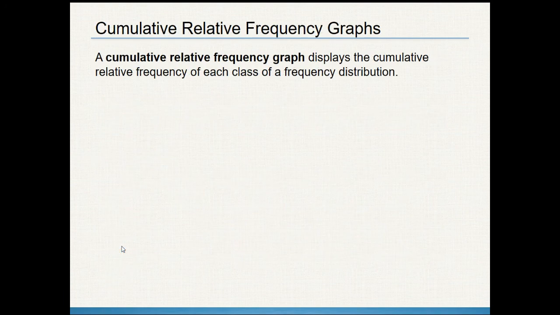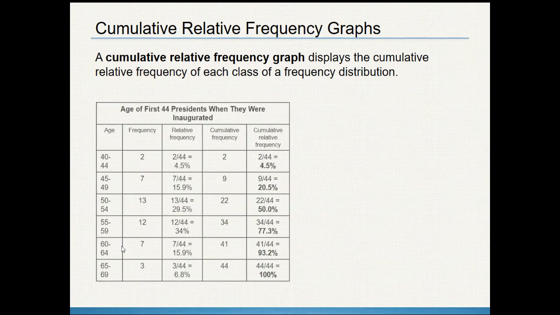All right, so cumulative relative frequency graph. This displays the cumulative relative frequency of each class of a frequency distribution. So we've got the ages of the first 44 presidents when they were inaugurated. There were 2 presidents that were 40 to 44, 7 that were 45 to 49, 13 that were 50 to 54, and so on. Then the relative frequency is 2 out of 44, 7 out of 44, and so on. So you have all those.